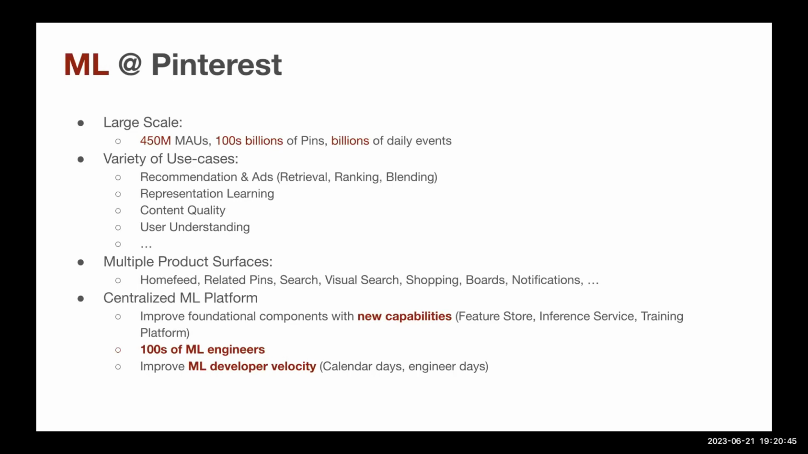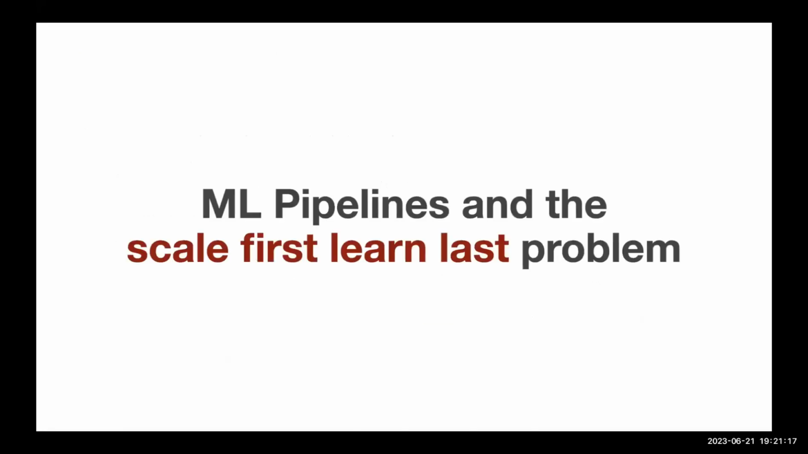And that's going to be the center of my talk today on how we are thinking about improving machine learning developer velocity. And from a rough, very high-level point of view, we break it down into two metrics: calendar days taken to perform a certain task, and then the active development time taken to perform certain machine learning tasks. All right, so as we go through the talk, please keep in mind the angle that we're approaching from is optimizing machine learning engineers. All right, so now let's go into the main body of the talk, machine learning pipelines and the scale first and learn last problem.